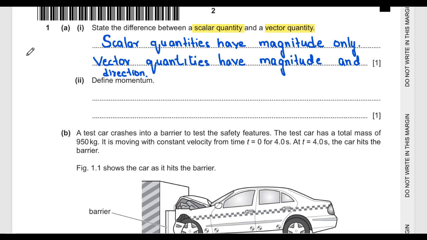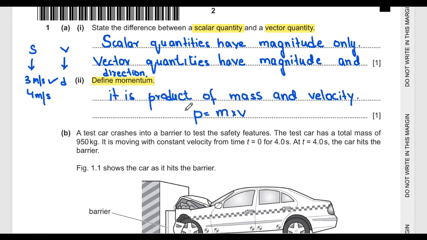For example, we have two things, speed and velocity. So for speed, we are only concerned with the value or the magnitude. Either it's 3 meter per second or it's 4 meter per second. We are just only concerned with the magnitude. But for velocity, we need the magnitude as well as the direction of speed. Next is define momentum. So momentum is the product of mass of a body times its velocity.